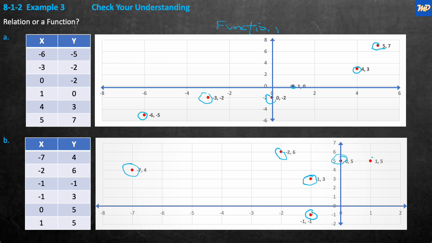Here's 1 and 5. So these are on the same line this way, but what we're concerned about is a vertical line this way. And guess what? I probably can't draw this, but a vertical line goes through these points here. So this is a relation. It is not a function. It's a relation.